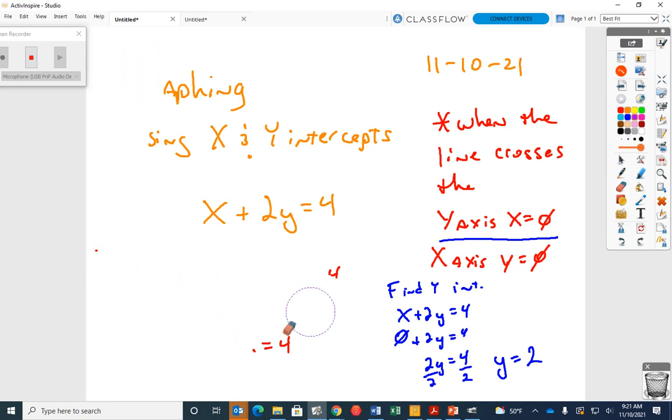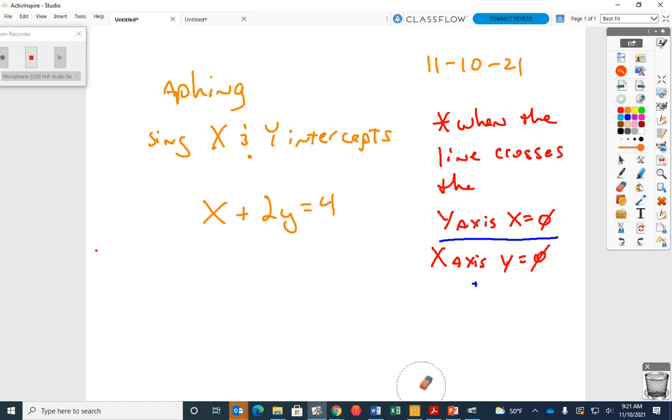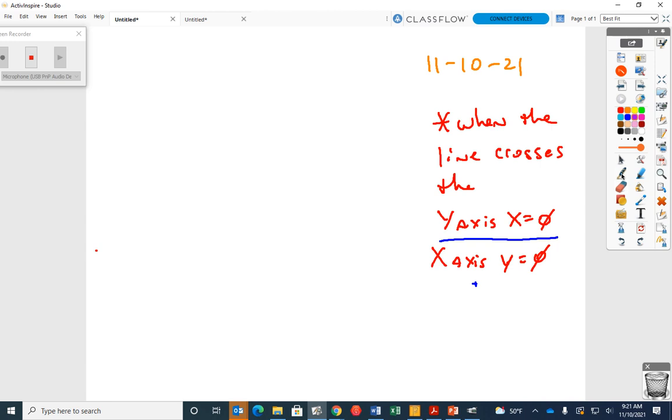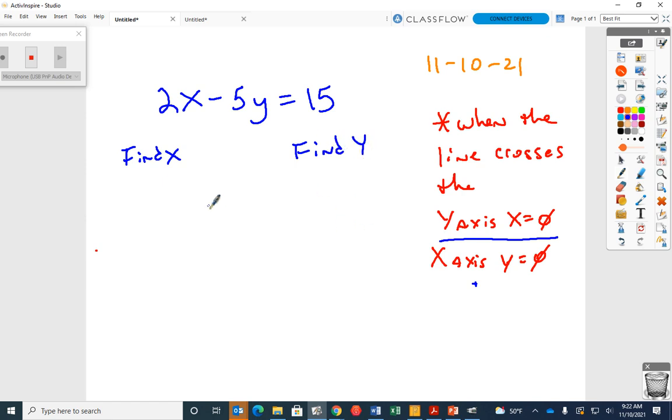Okay, I'm going to erase all this. I'm going to leave this other stuff up here because we might need to refer to that. Okay. Let's say I have this equation: 2x minus 5y equals 15. And I want to graph using intercepts, okay? If I'm going to find the x, and over here I'll find the y. Well, if I'm finding the x, what does y have to equal? 0. Everybody, if I'm finding x, what does y have to equal?